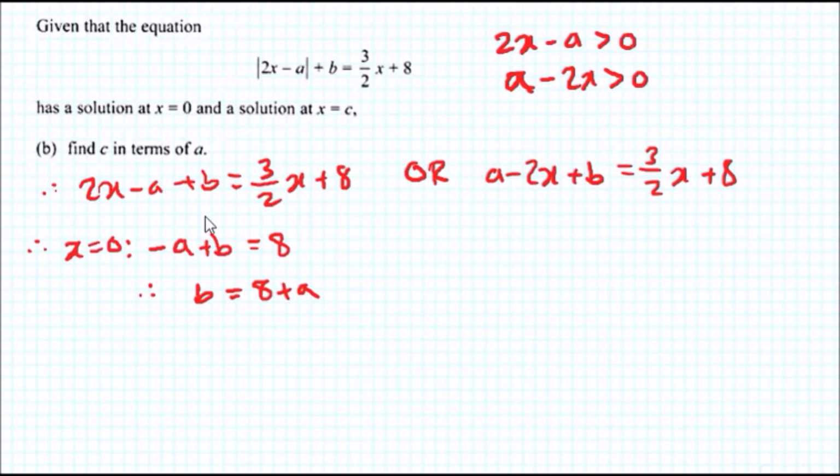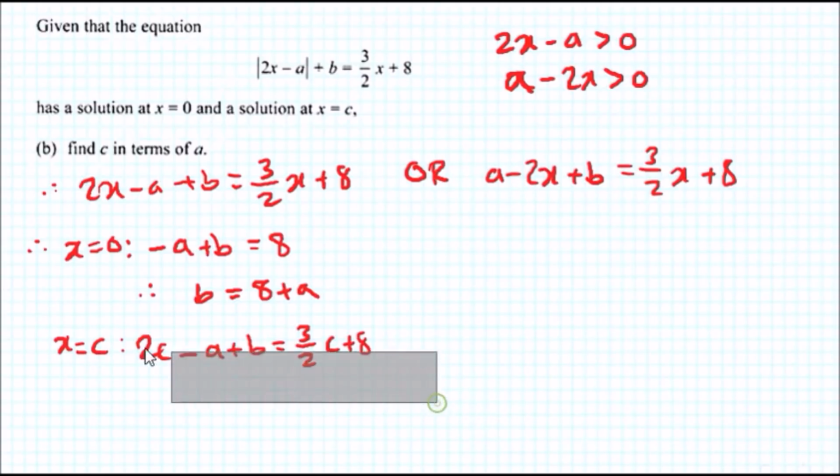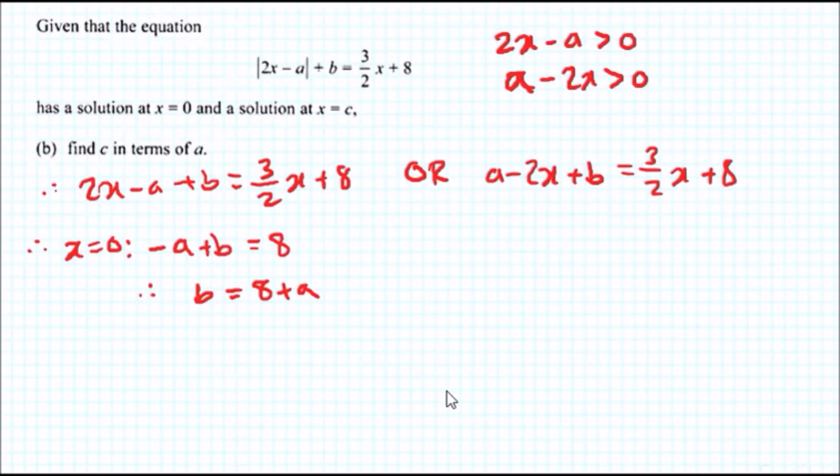Now how about if we try x equals c for now, and see what we get. So when x equals c, we should get 2c minus a plus b equals 3 over 2c plus 8. In this scenario, you'll notice that this will collide. So we wouldn't use x equals c for the first equation. We would use x equals 0 for one and x equals c for the other one. So we're going to cancel this out and start right here.